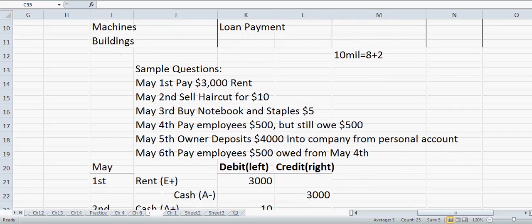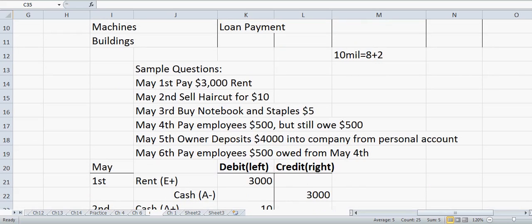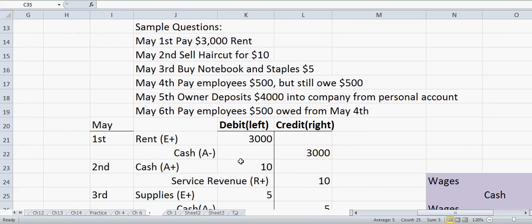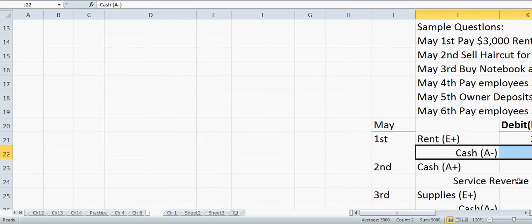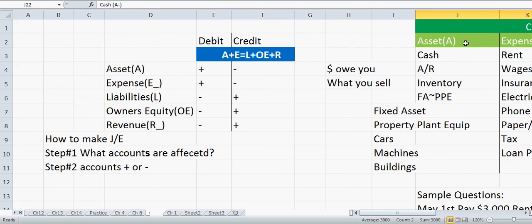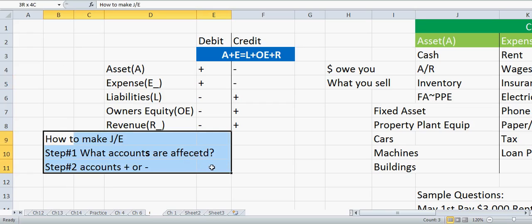So May 1st, we paid $3,000 in rent. Okay. So rent is an expense. It's going up, and cash is going down. So I need to debit and credit those two accounts. And we refer back to our previous lecture on the accounting equation. So cash was an asset. It's getting smaller, so the number needed to go on the right. Expense, rent was an expense. It's getting bigger. It'll go on the left. Again, we want to think about these two steps for when we're making our journal entries.